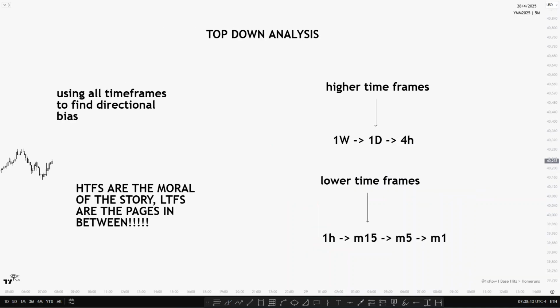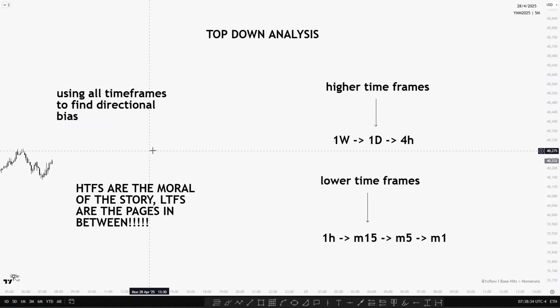All right, now going over top-down analysis. What is top-down analysis? How can we use it to find our directional bias? And what will this look like in a real-world example? Top-down analysis is using all of your time frames to find a directional bias. Again, more confluence equals more conviction. More conviction will equal more profits in the long term, right?